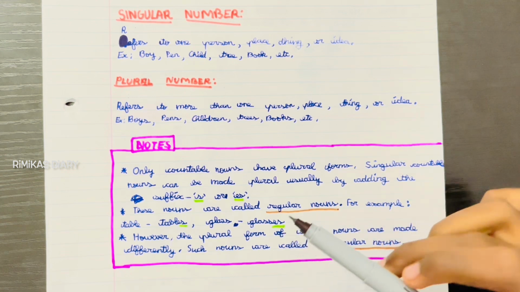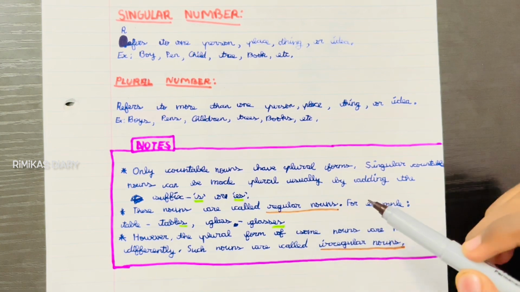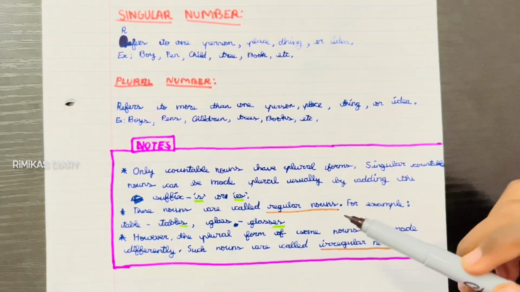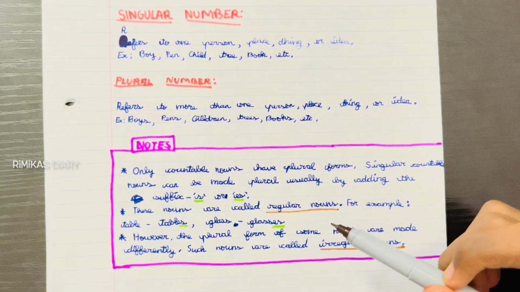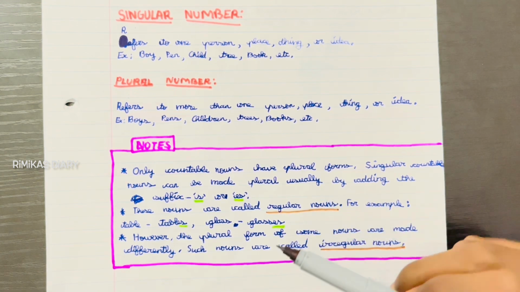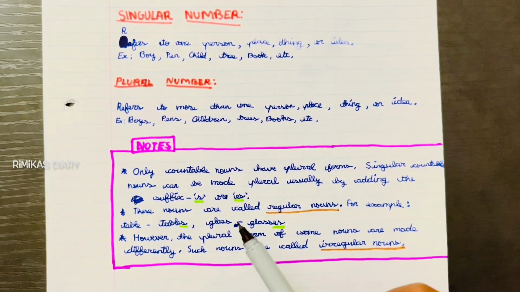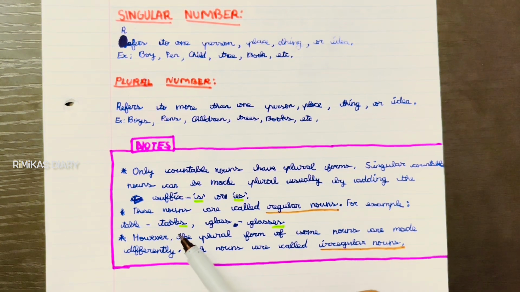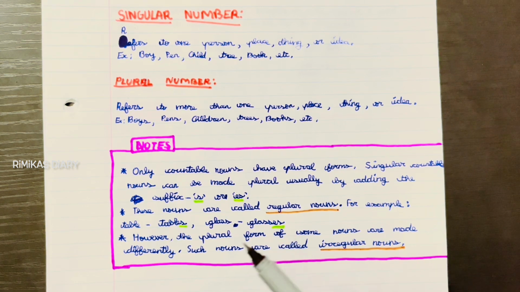Singular countable nouns can be made plural usually by adding the suffix s or es. These nouns are called regular nouns. For example, table, tables, glass, glasses. Here, table and glass are the singular form, and tables and glasses are the plural form. In tables, we added s at the end, and in glasses, we added es at the end. So these are regular nouns.